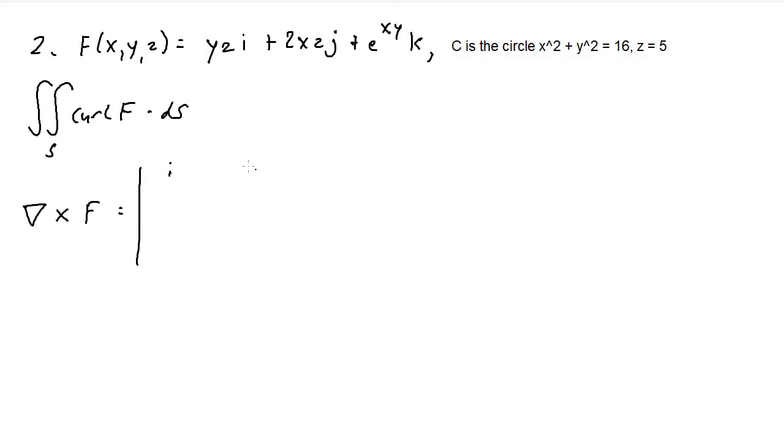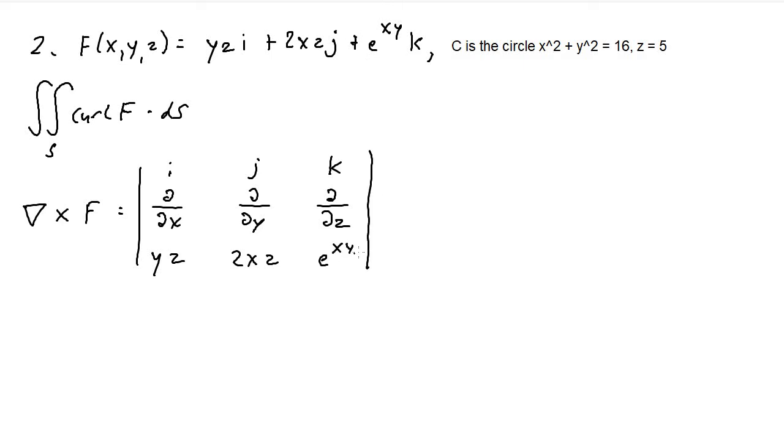So we're going to create a matrix here, with i, j, and k on the top row. We'll put del's components first: partial derivative with respect to x, partial derivative with respect to y, and partial derivative with respect to z. And then we'll put F's components, so we have y times z, we have 2xz that goes with the j, and what goes with the k is e to the xy.